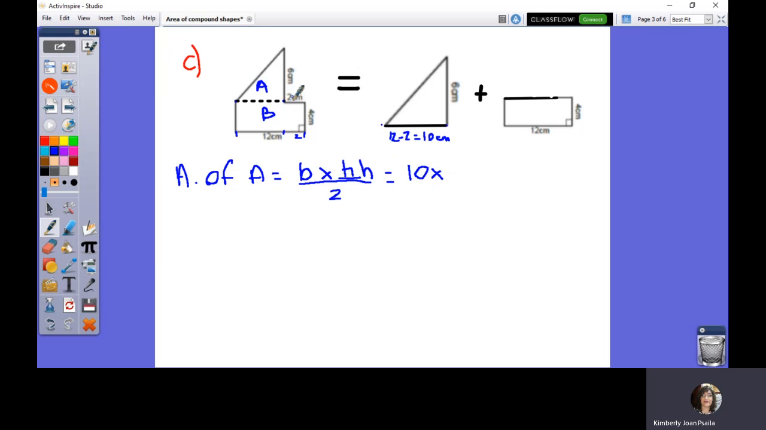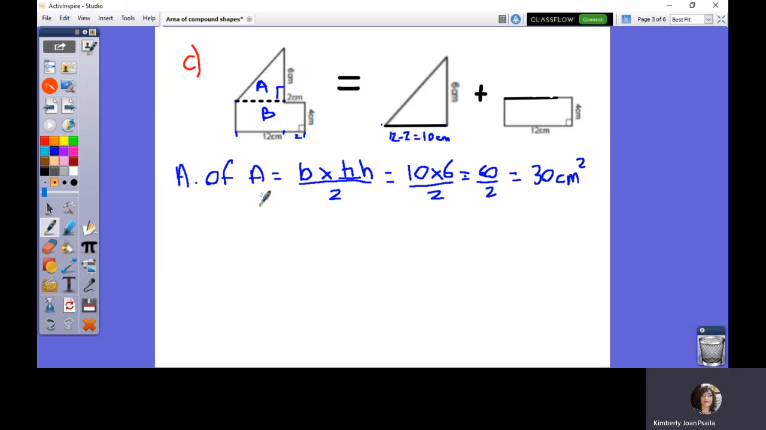Multiplied by the perpendicular height. You see here, there is the perpendicular height, which is 6. And everything you divide by 2. Okay, so 10 times 6 gives us 60. Divided by 2, you should get 30. What units do we use here? We use centimeters squared because we are finding the area. So step 1 is ready.